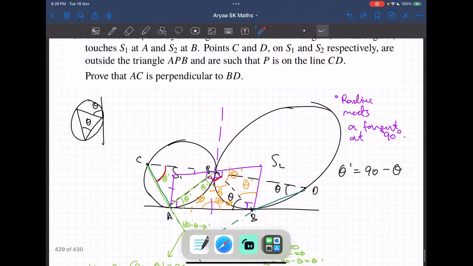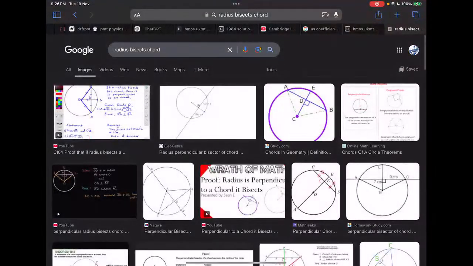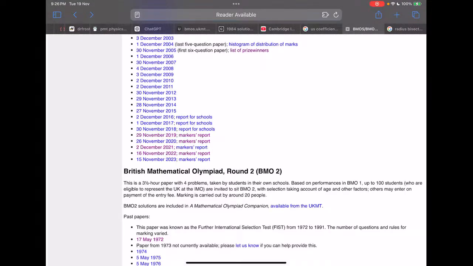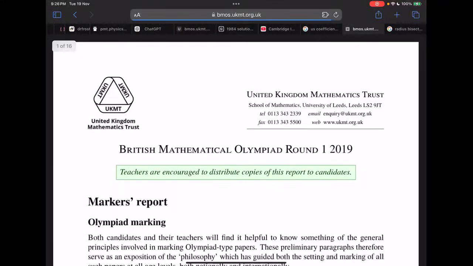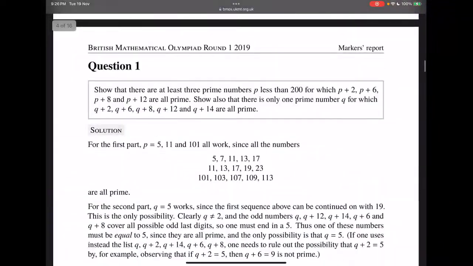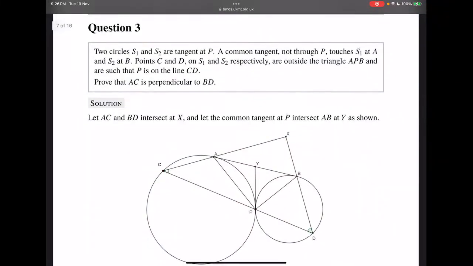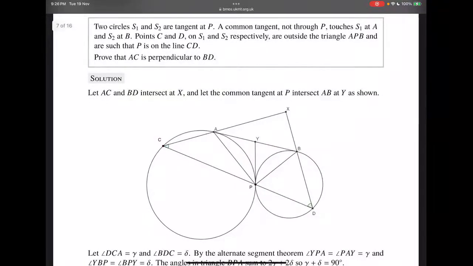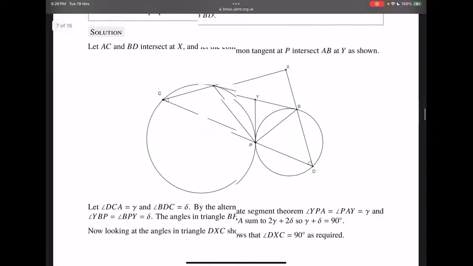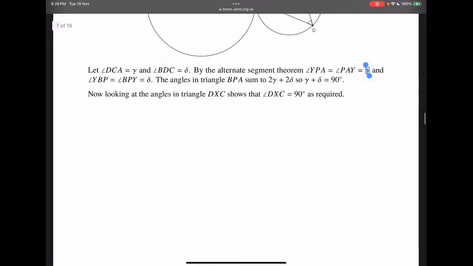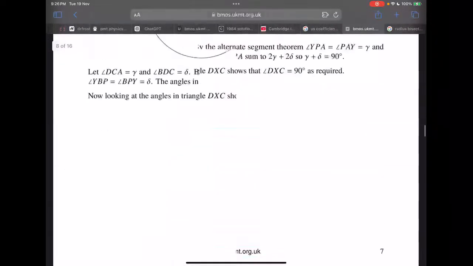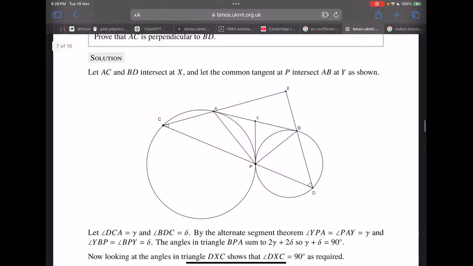Let's have a look at the actual solution, just to make sure we got that right. But I think that was correct. Okay. Yeah, here we go. So let AC and BD intersect at X. So yeah, we extended the line as well. And okay, common tangent, yeah. Okay, so similar diagram, of course. So they got it in 3 lines.